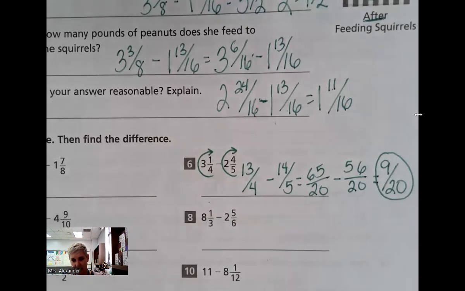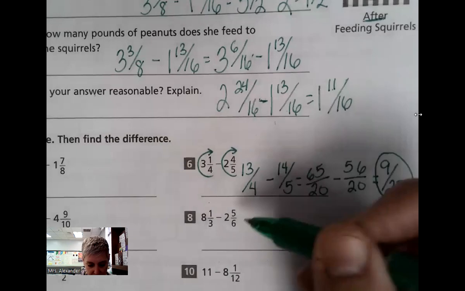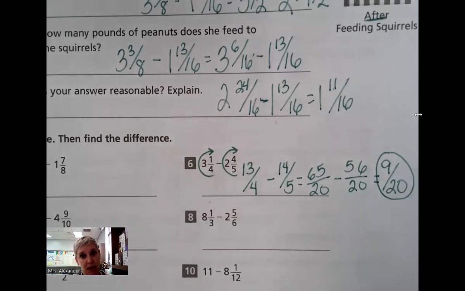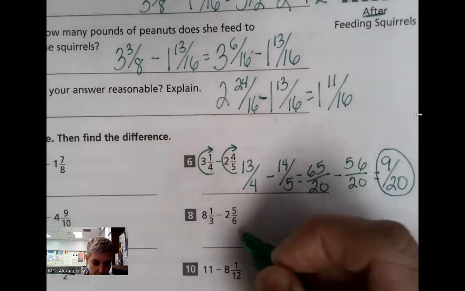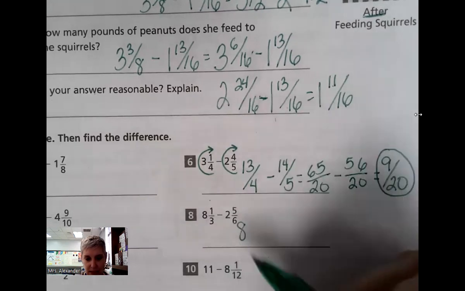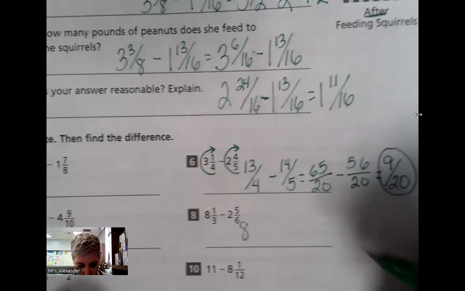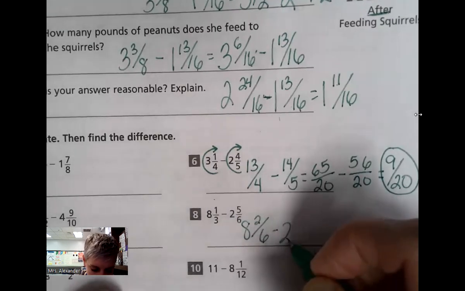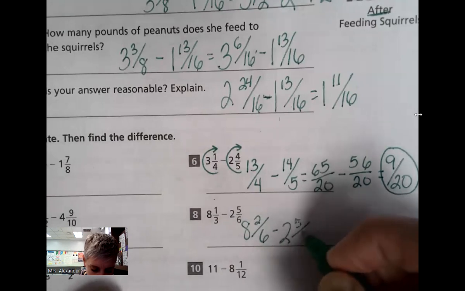All right. I feel like I should slow down a little bit. I'm sorry if that was a little bit quick. Let's look at 8 1/3 minus 2 5/6. Let's find that common denominator first and make sure we need to do the regrouping or the renaming. What will be our common denominator for 3 and 6? We'll use 6. So we'll have 8 2/6 minus 2 5/6.